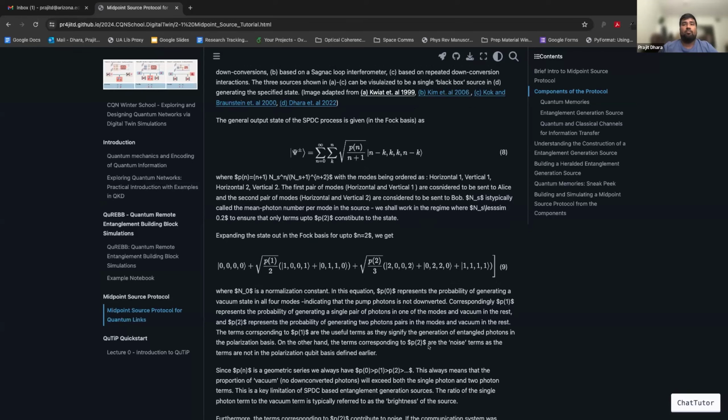For this purpose, P2 is a probability of having noise in the system. And you can already see that if I include a P3 and a P4, all of these terms are going to introduce higher and higher amounts of loss.